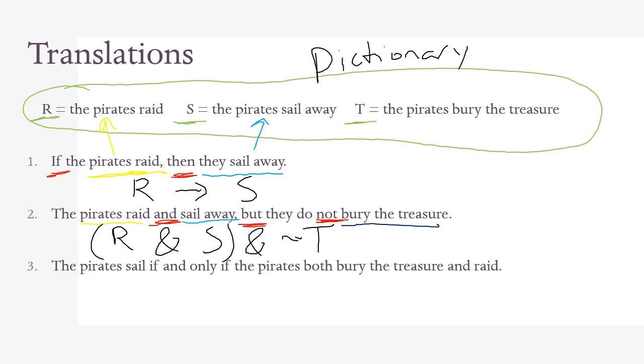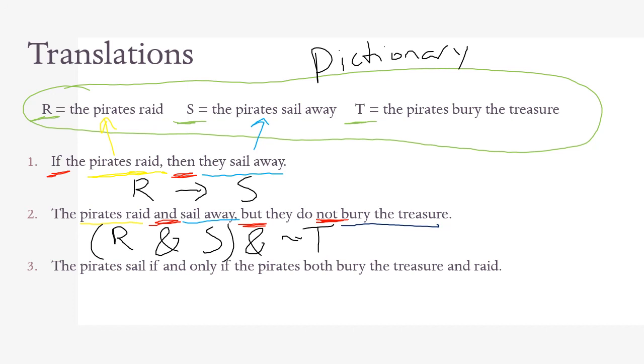So since we have this comma here between sail away and not burying the treasure, or this but they do not bury the treasure, it tells us that the parentheses will likely go around the first two letters, which is R and S, and then the other part of the clause is going to be an addition to it. So we'll just keep this separated like this. So in this instance, the comma will help you out in telling you how to do the parentheses. So the pirates raid and sail away, but they do not bury the treasure. So that would be how we formalize that sentence. So let's do the third one here.